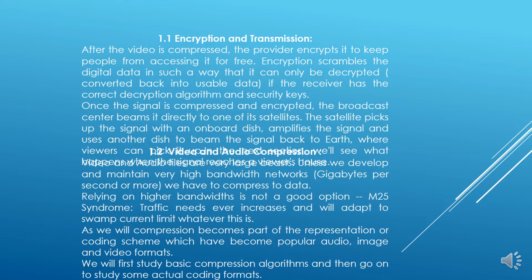Encryption and transmission. After the video is compressed, the provider encrypts it to keep people from accessing it for free. Encryption scrambles the digital data in such a way that it can only be converted back into usable data if the receiver has the correct encryption algorithm and security keys. Once the signal is compressed and encrypted, the broadcast sender beams it directly to one of its satellites. The satellite picks up the signal with an onboard dish, amplifies the signal, and uses another dish to beam the signal back to Earth, where viewers receive it.